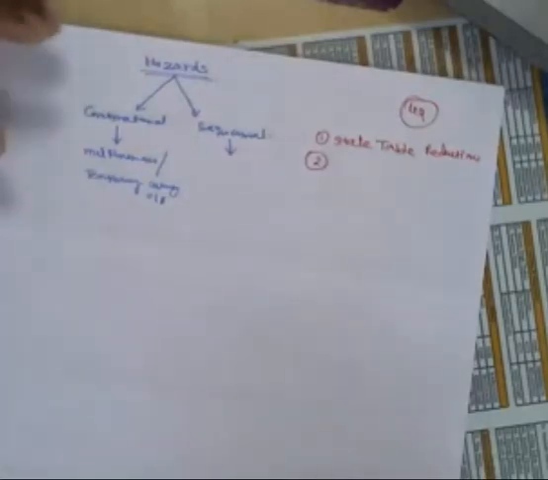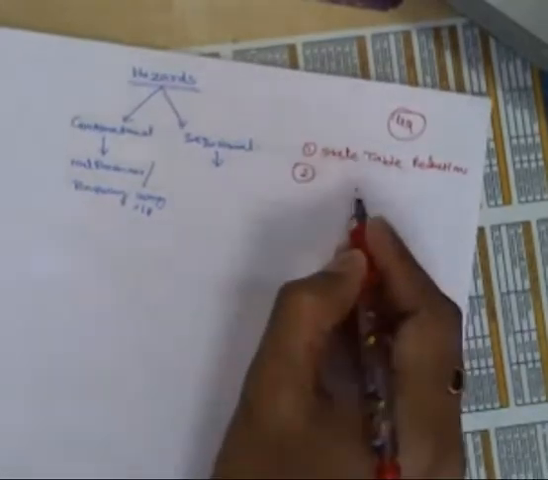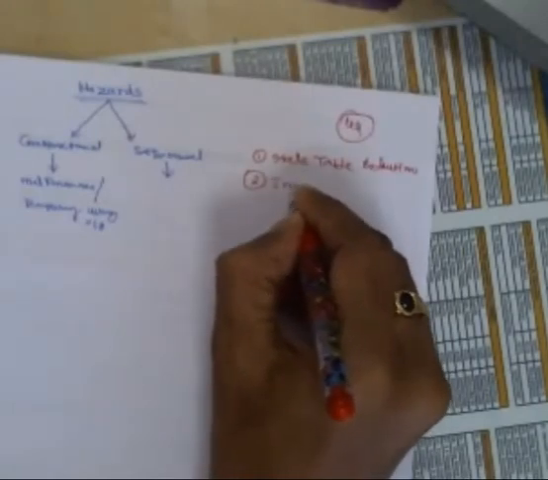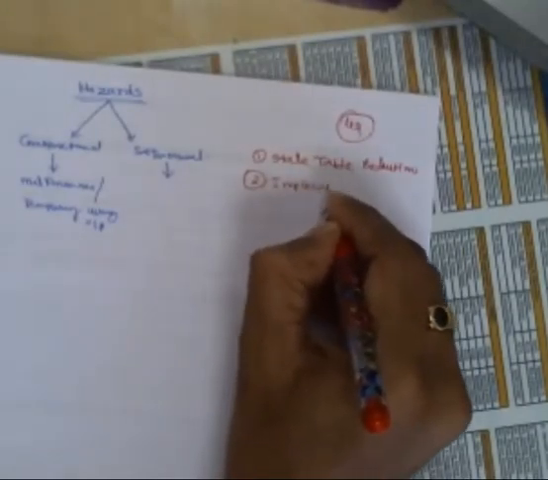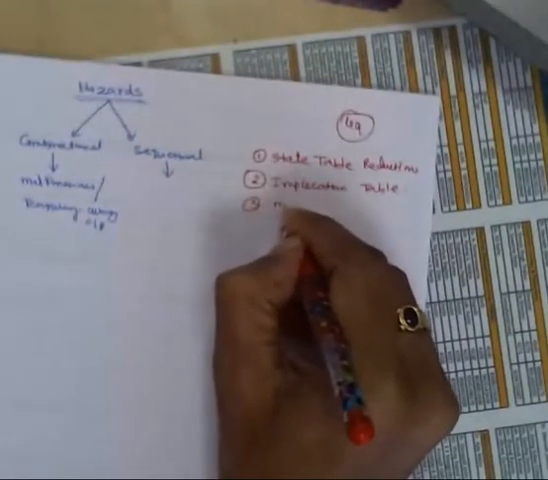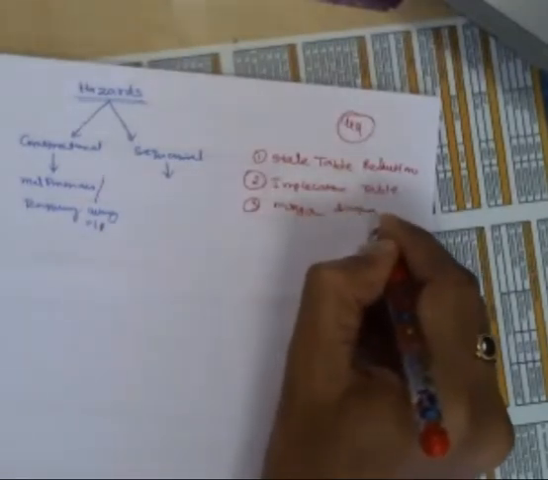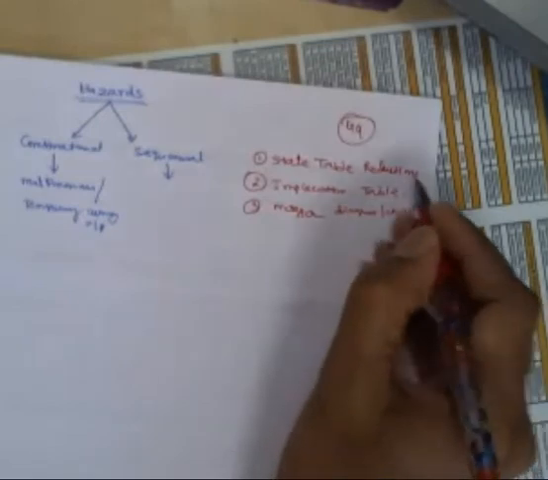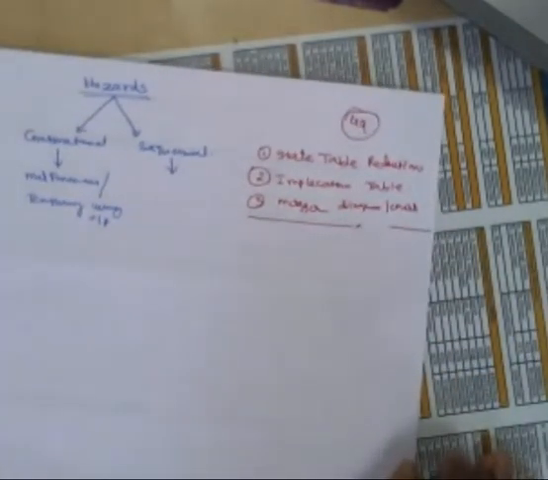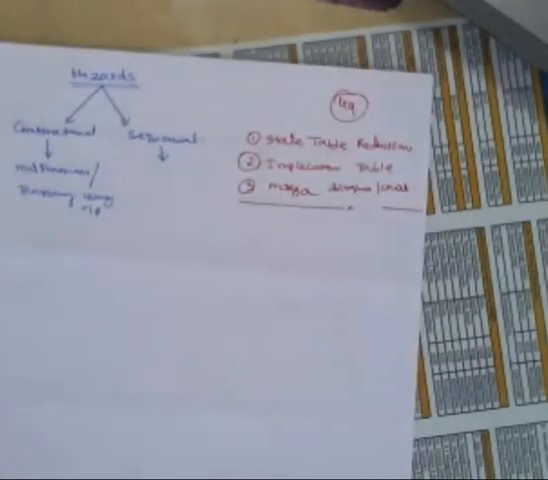To effectively design our asynchronous sequential circuits, a few more are there: state table reduction and then the implication table. And the third one is a merger diagram or merger chart. These are all the preliminary knowledge one needs to have before proceeding into asynchronous sequential circuits.